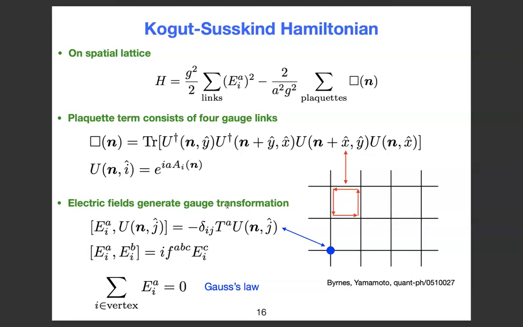To quantize the theory, we need to impose how these two operators commute or do not commute. For a non-Abelian gauge theory, this electric field is actually a generator of the gauge transformation for the link variables. When the E^a acts on the link variable, it generates T^a times U for the link variable, and T^a is just the generator of the SU(2) algebra.